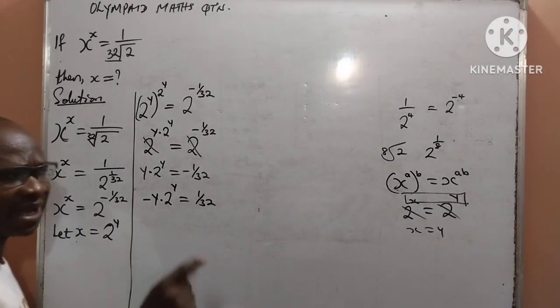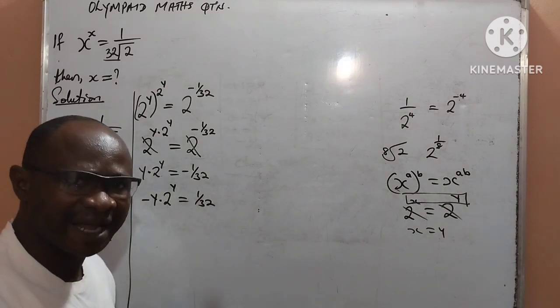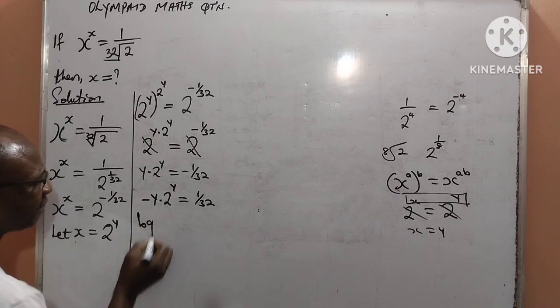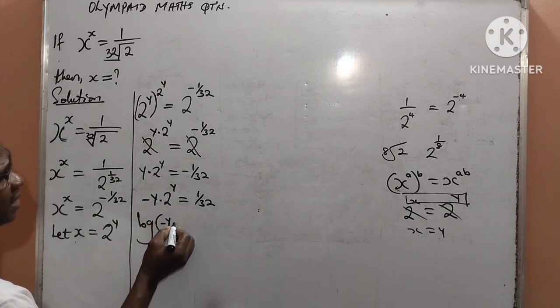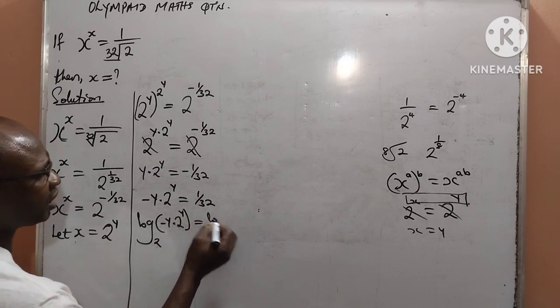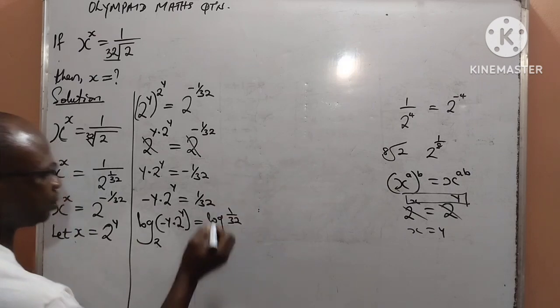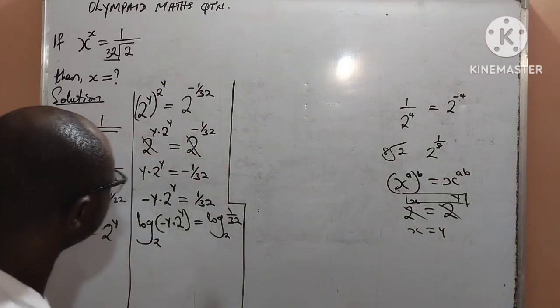Since I have 2 here, and this 32 or 1 all over 32, I can express it in base 2. So I now have the logarithm to base 2 of minus y multiplied by 2 raised to power y equal to the logarithm of 1 all over 32 to base 2. Okay. We keep on moving.